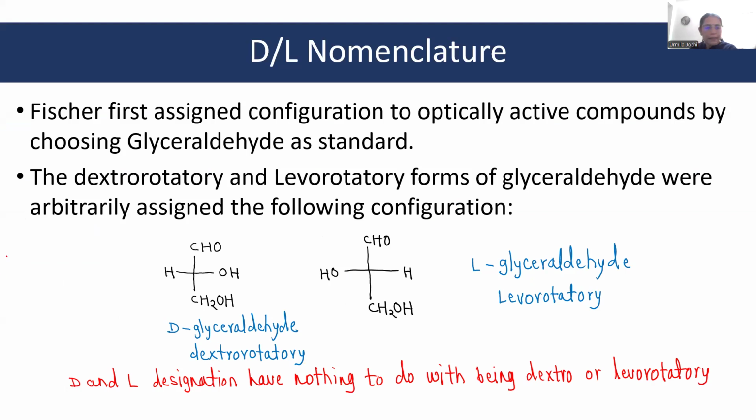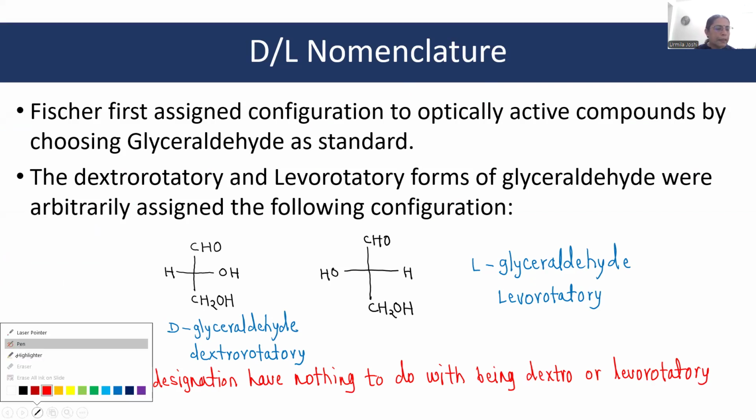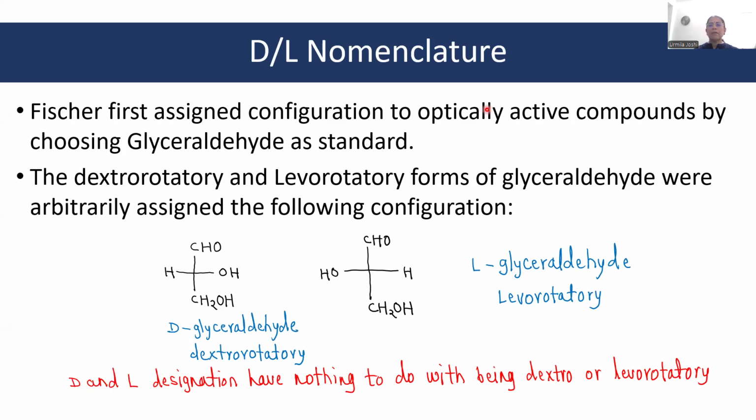Just try to understand that at that time, sugars and amino acids were the most commonly known optically active compounds. So, for assigning configuration to sugars, he chose glyceraldehyde as a standard and then extended the same to amino acids. Optical rotation could be measured, so people were aware which glyceraldehyde is dextrorotatory and which is levorotatory. Fischer arbitrarily assigned the following conformation.